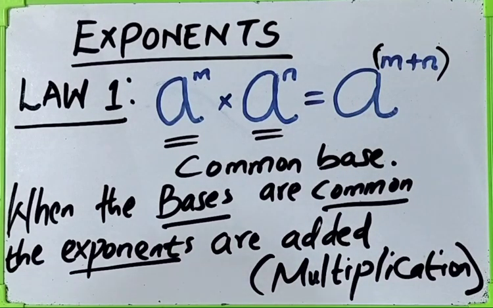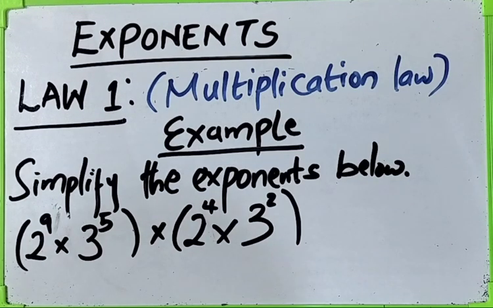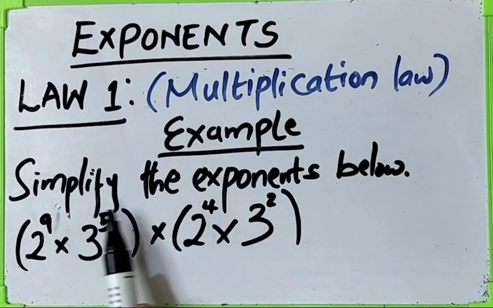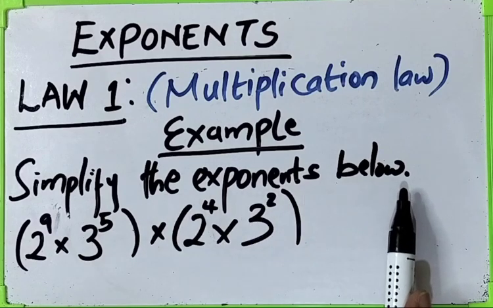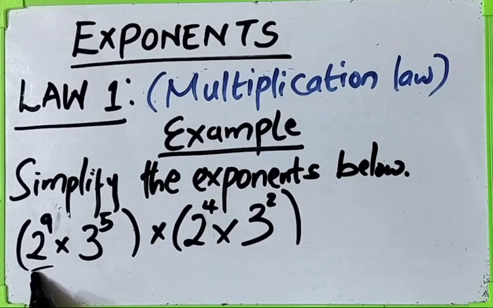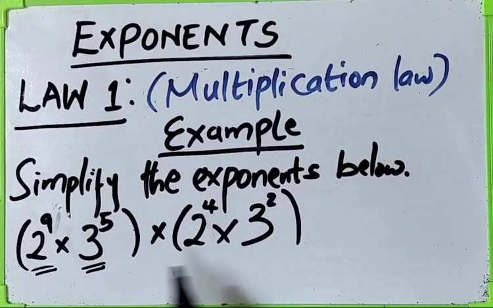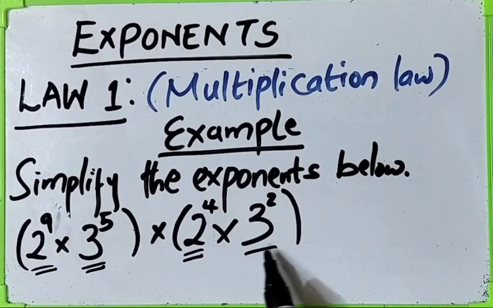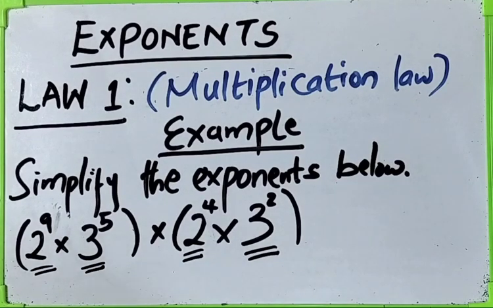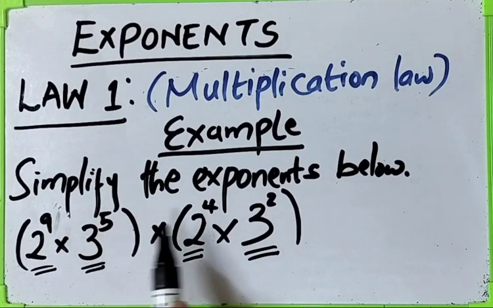Let us give an example. Simplify the exponents below. You can see we have this factor here, we have another one here, another one here, and another one here. So we also look at the powers or the exponents in each given base. How do we solve this one?